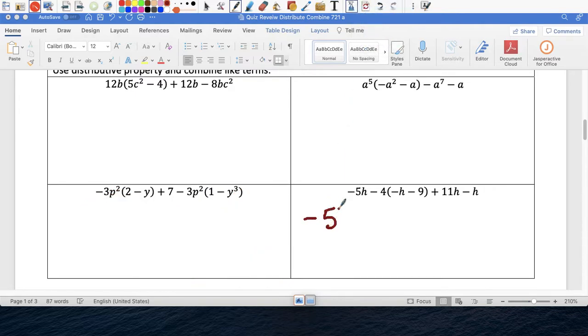Negative 5h is just going to hang out for a while. These two is where the distributive property happens. Negative times a negative is a positive. 4 times h is just 4h. Negative times negative is another positive. 4 times 9 is 36. Plus 11h minus h.